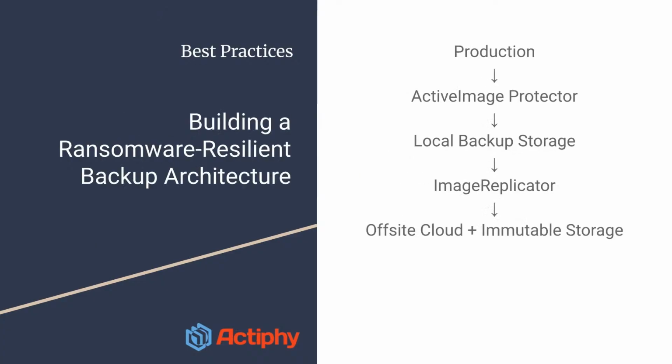This diagram brings the complete strategy together. ActiveImage Protector creates the primary backup on local storage, providing fast recovery from everyday failures. ImageReplicator then automatically copies those backup images to an off-site destination, where immutable storage can help protect them against ransomware, accidental deletion, or other threats.